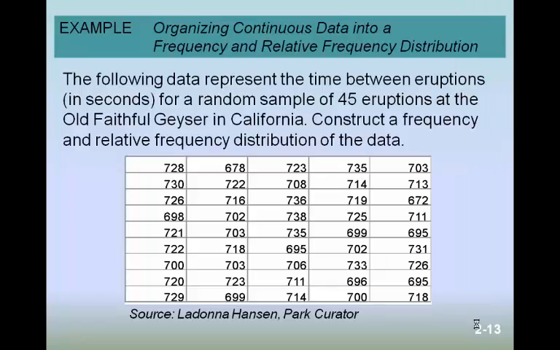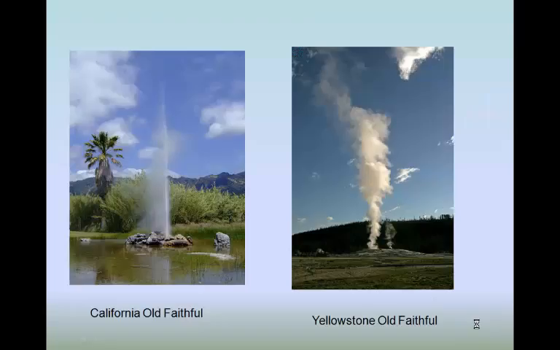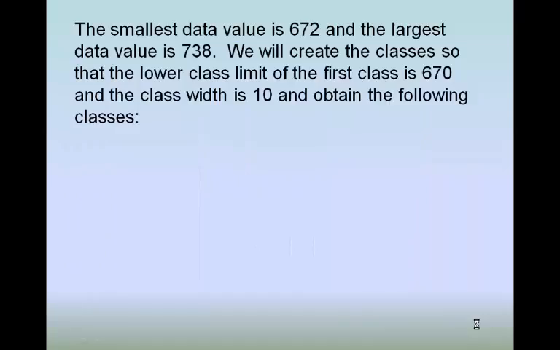The following data represents the time between eruptions in seconds for a random sample of 45 eruptions at the Old Faithful geyser in California. Construct a frequency and relative frequency distribution of the data. And there is a geyser in California, even though the one we're familiar with is in Yellowstone, which is not in California, it's in Wyoming.